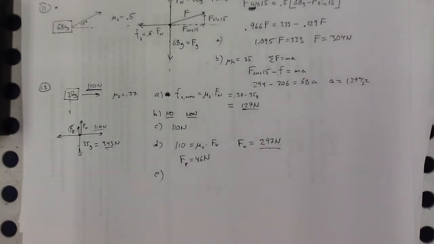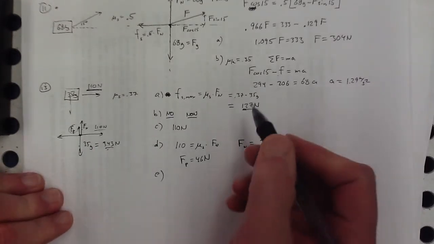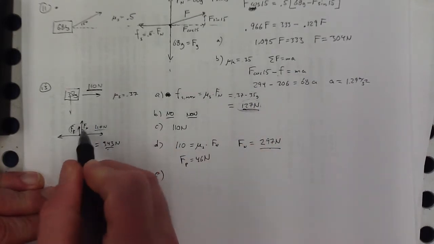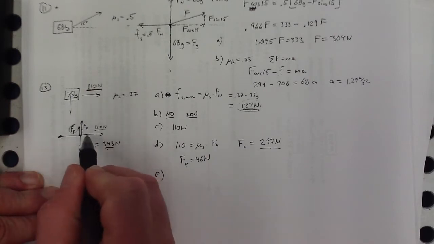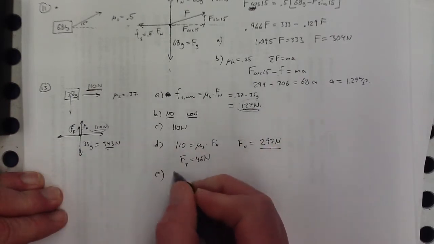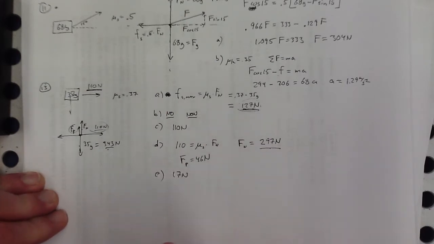And the last part of this one is if instead the second worker pulls horizontally to help out, then how hard do they have to pull? Well, I just have to get this up to 127 then, because if they're pulling horizontally, it's not going to change the normal force. So they just have to help out to get this up to 127, so that would just take 17 newtons extra.